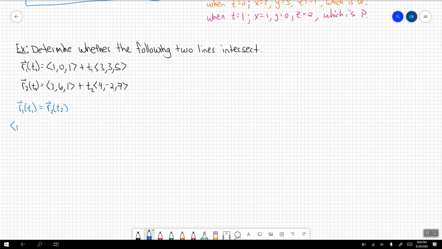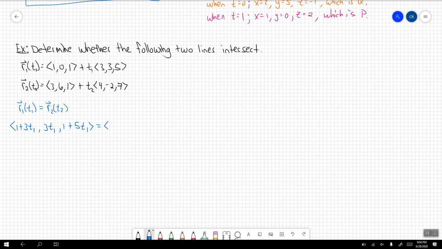So my x component will be 1 plus 3 times t sub 1, comma. Next component, the y component, will be just 3 times t sub 1. The next component will then be 1 plus 5 times t sub 1. And this is vector R1. R1 must be equal to R2 if they intersect.